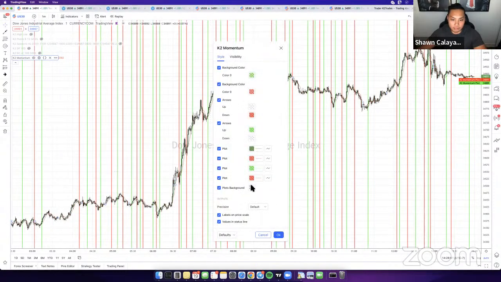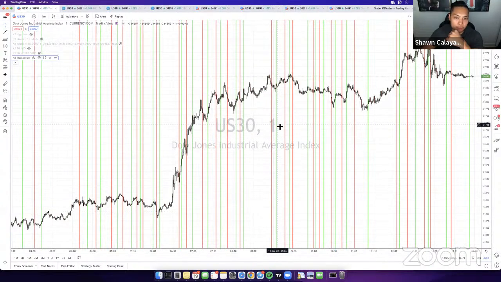I was going to edit this to take off plots. I'm just going to take off these plots because we don't really use those plots. This is like how I use them. I basically take off the plots, I take off the background. So you just have the vertical lines on the chart showing where price is going.